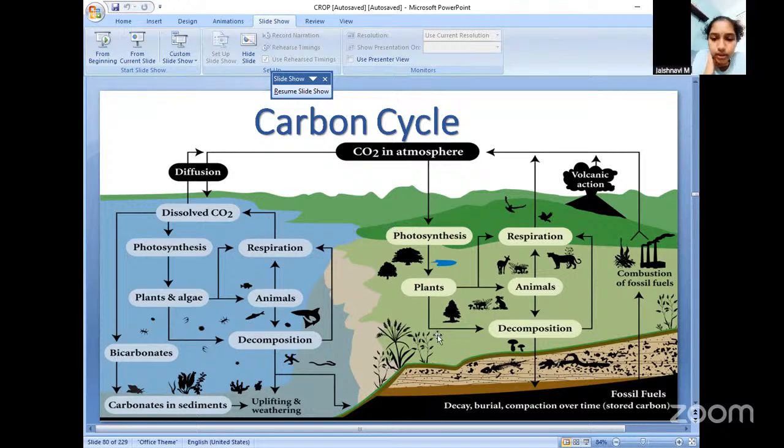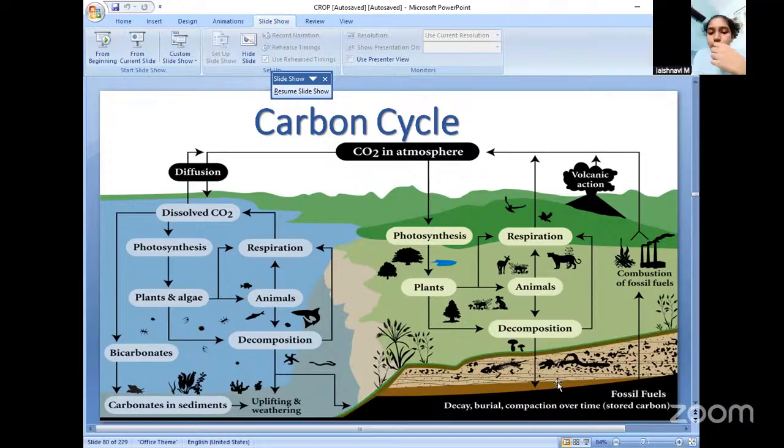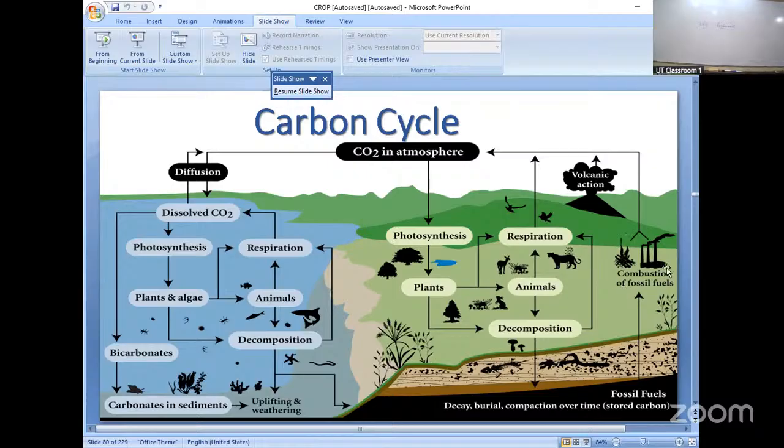Then there's decomposition, right? After decomposition, CO2 is released and it is respired by various animals and plants. Or CO2 is released in the combustion of fossil fuels, which releases carbon dioxide back to the atmosphere. Volcanic action also releases carbon dioxide into the atmosphere. Understood? In both photosynthesis and respiration, CO2 is involved.